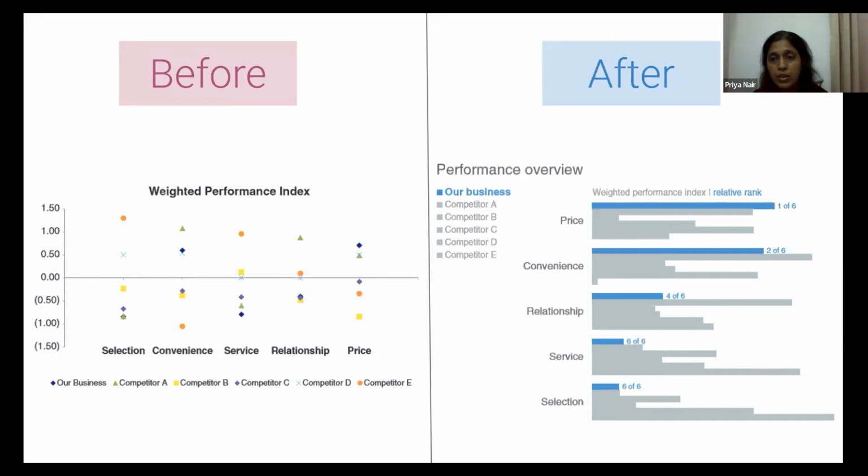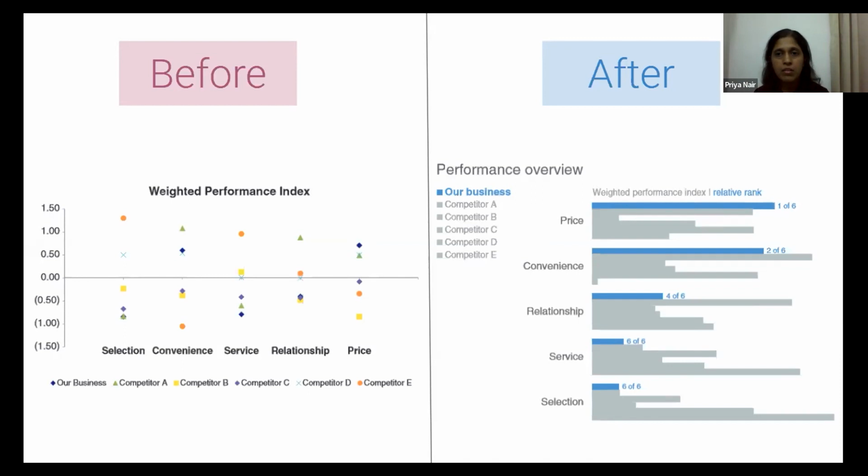And also, if you look at the label on that blue bar, it says 1 of 6. That means you rank first. They have given a relative rank also when compared to your competitors. So in the price category, you are first among the 6 competitors. Then in convenience, you are second. You rank second out of the 6. So like that, they have provided the relative ranks as well.